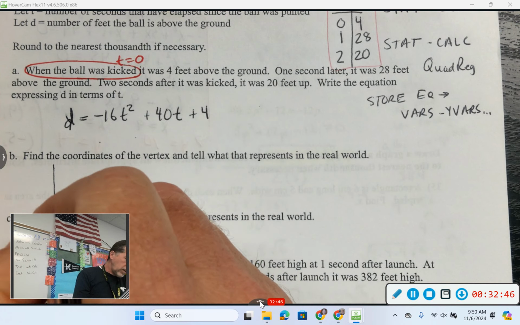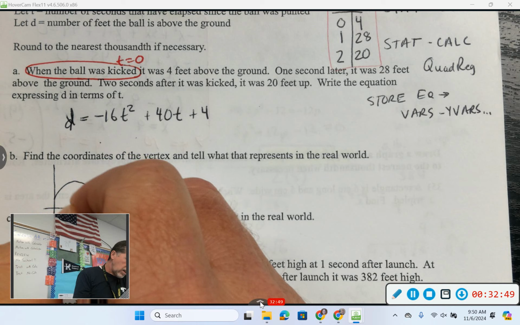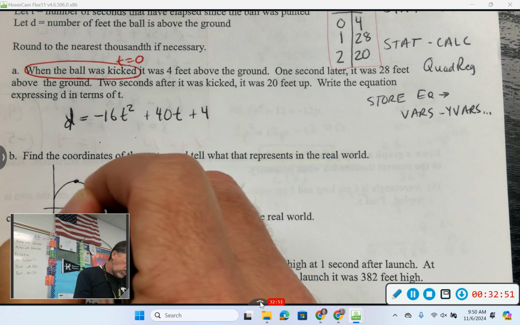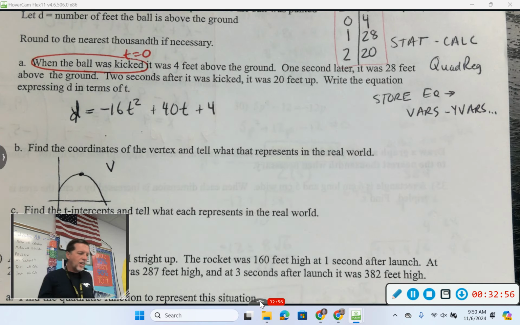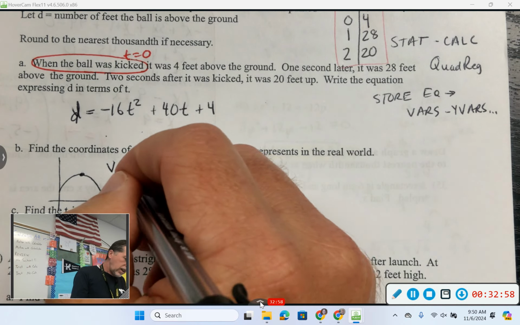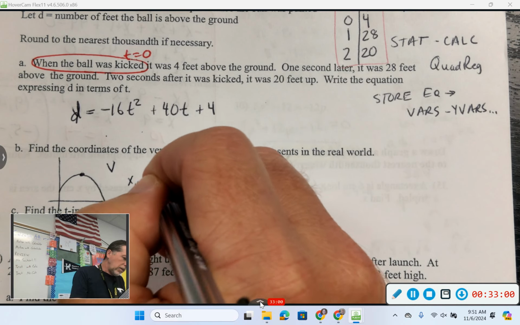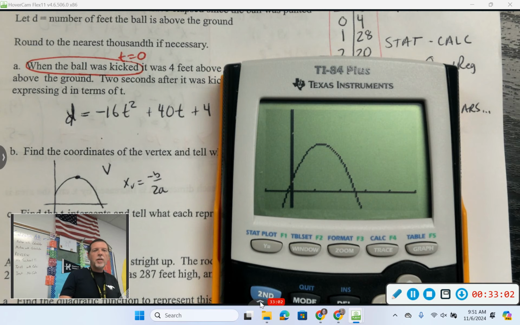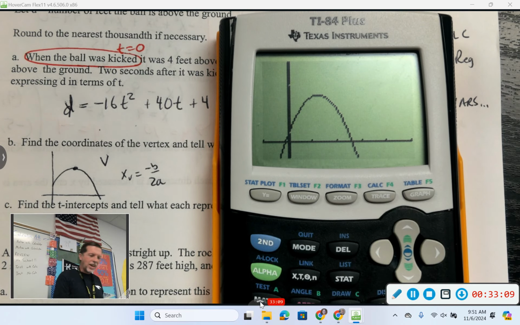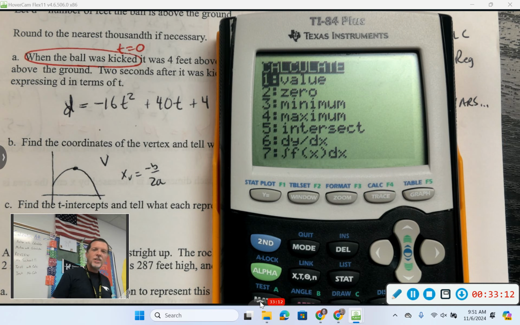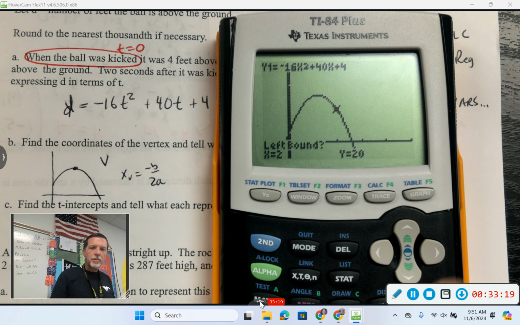Find the coordinates of the vertex. Okay, there's 2 ways to find the coordinates of the vertex. There's the algebra way, which is -b over 2a. But we have a calculator. Noah, when you go to second calc, one of the options, which one of those options would help us find the vertex on this problem? The maximum. So you can let the calculator do the work.